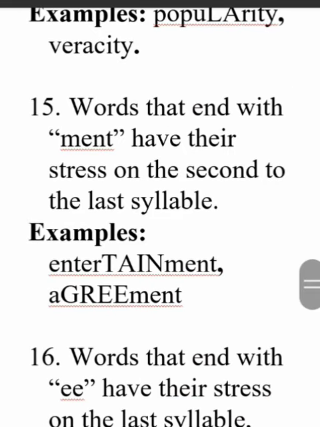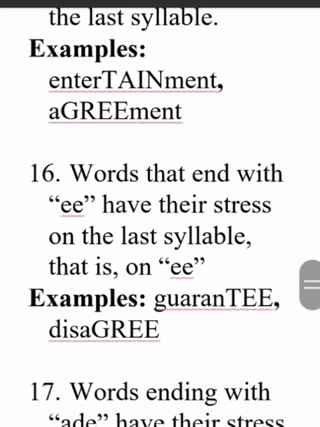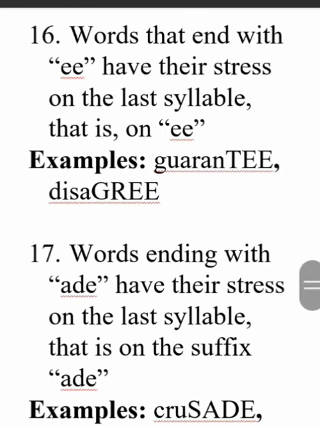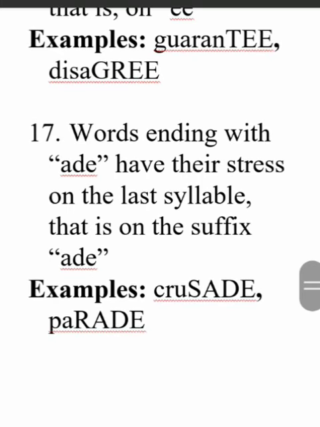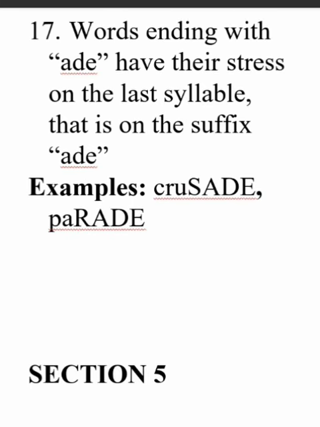Examples: entertainment, agreement. 16. Words that end with ee have their stress on the last syllable, that is, on ee. Examples: guarantee, disagree. 17. Words ending with ade have their stress on the last syllable, that is, on the suffix ade. Examples: crusade, parade.